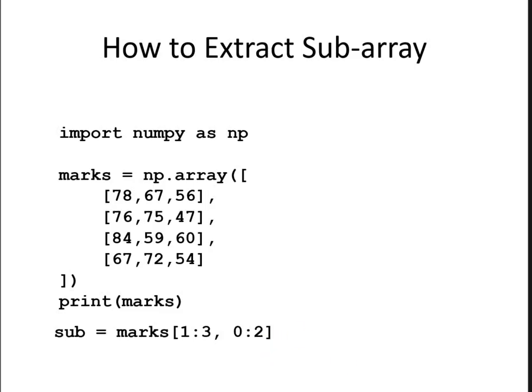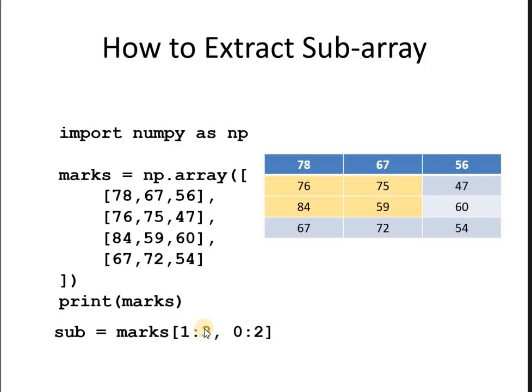So we will see our table here. Now 1 colon 3 means the starting row number is 1, right? The first row is indexed with 0. Here the first row contains elements 76, 75 and 47, right? So this row will get skipped, and the end row is 3. So rows 1 and 2 are considered, and for the column the starting location is 0. So the first column is considered, then the second column is considered as its index is 1, right?